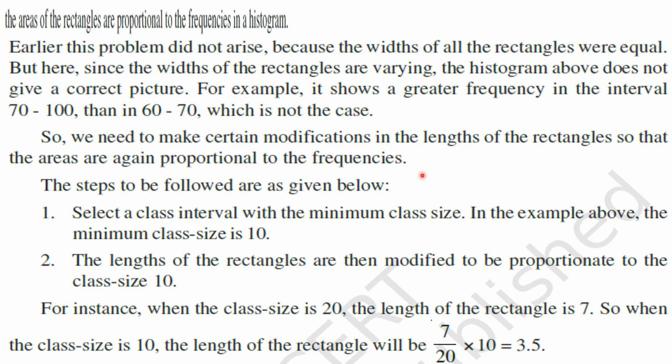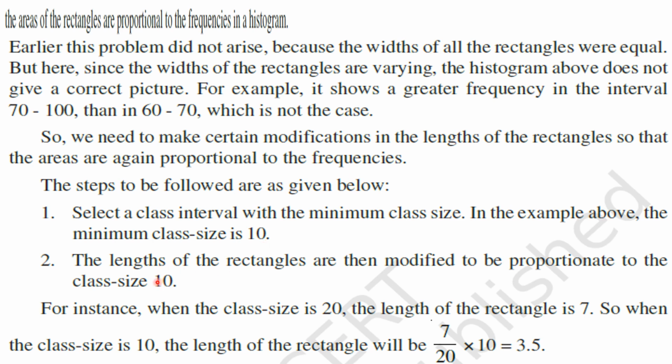Then what are the steps to be followed to modify the lengths of the rectangles so that the areas are again proportional to the frequencies? See these steps, my children. Select the class interval with the minimum class size. For the next example, the minimum class size is 10. We have to identify the class interval with the minimum class size. This is the first step.